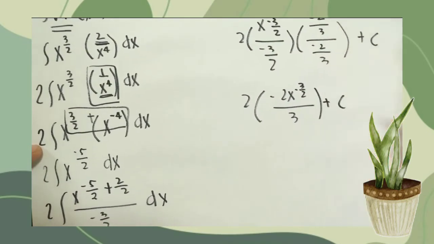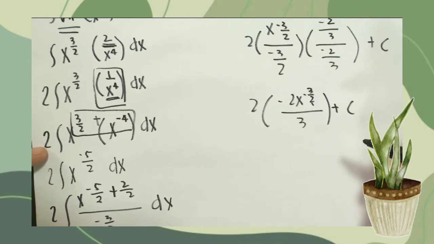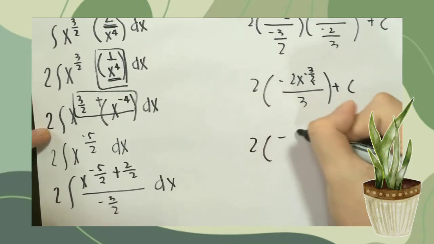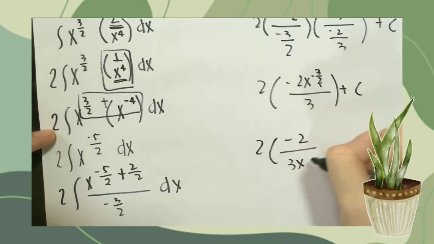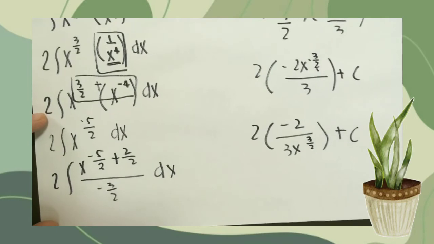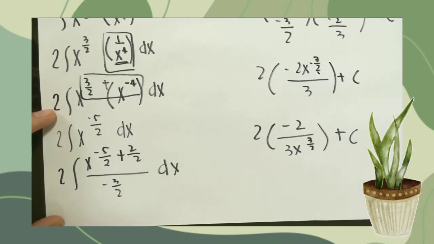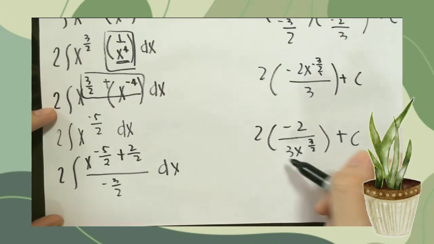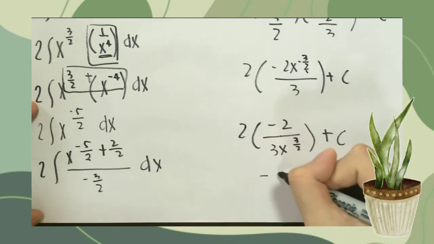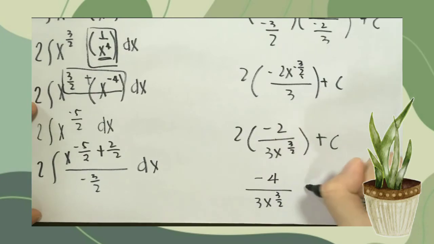Since the exponent is negative, we bring x to the -3/2 to the denominator. This becomes 2 times -2 over 3x to the power of 3/2, plus c. Simplify further and combine -2 and 2 over 3x to the power of 3/2, giving us the final answer, which is -4 over 3x to the power of 3/2, plus c.